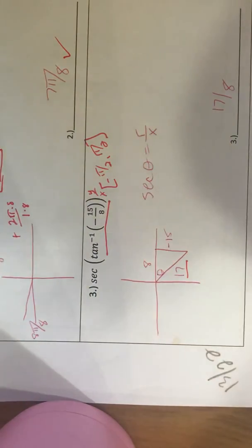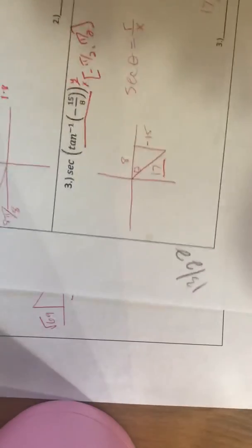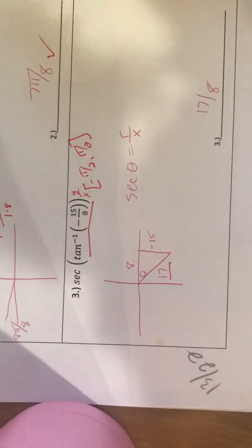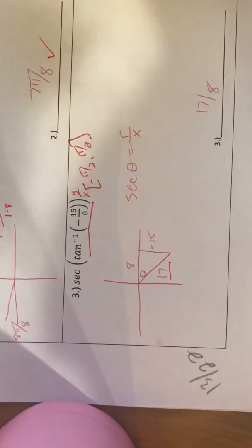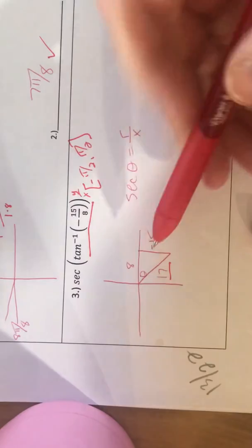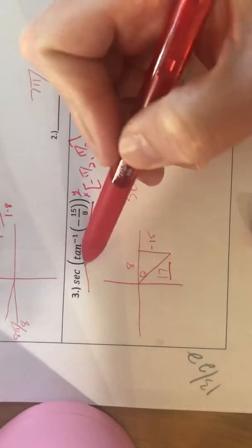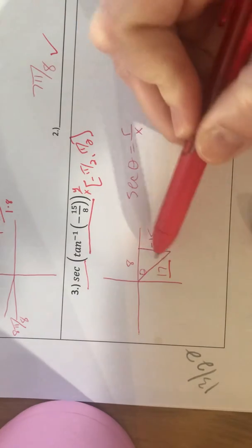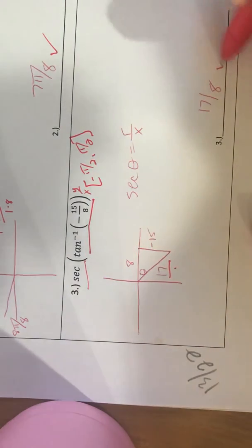I think you had a calculator, so you should be able to use your calculator to get that that's 17. I think it's the square root of 289 maybe. Anyway, drawing the triangle first, and then I just do secant, and secant is r over x, and so r would be 17 over x, which is 8.